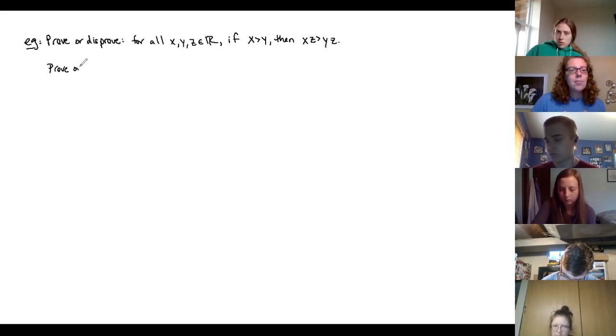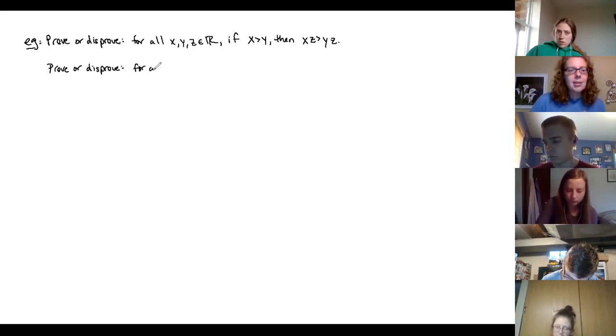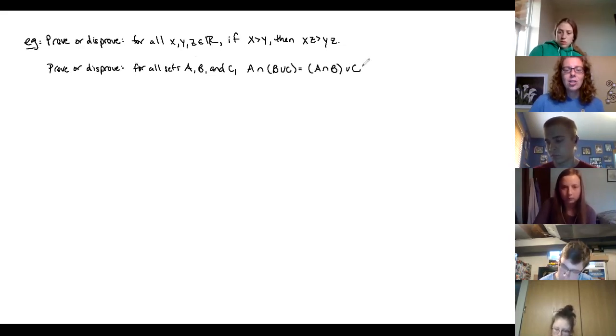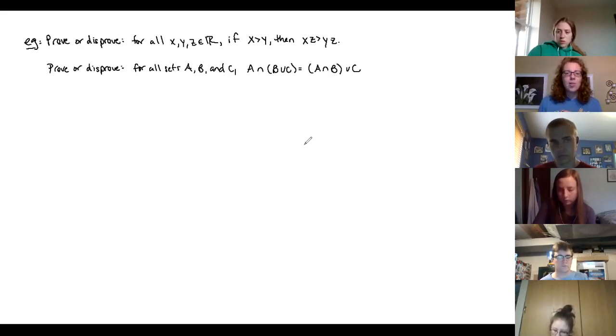And then here's my second one, prove or disprove. For all sets A, B, and C, A intersect, in parentheses, B union C equals, in parentheses, A intersect B, union C. So think about what your counterexample is going to have to look like for the second one, right? We're talking about for all sets A, B, and C.